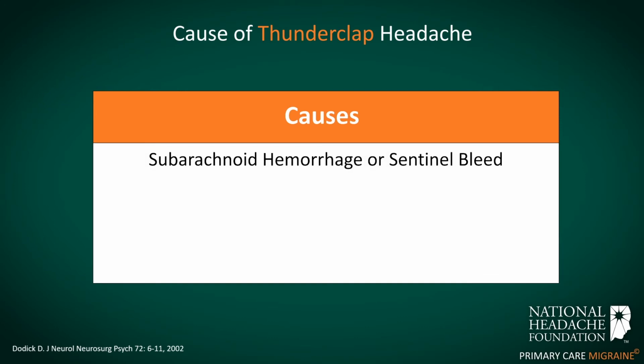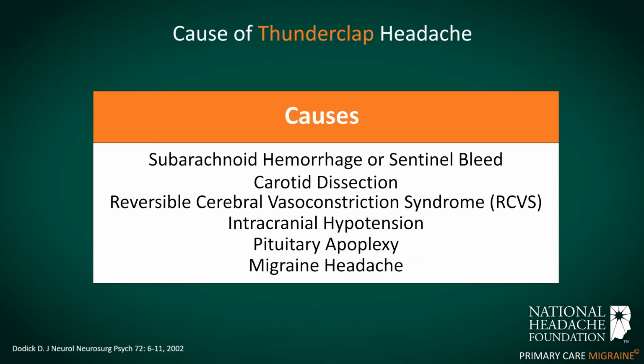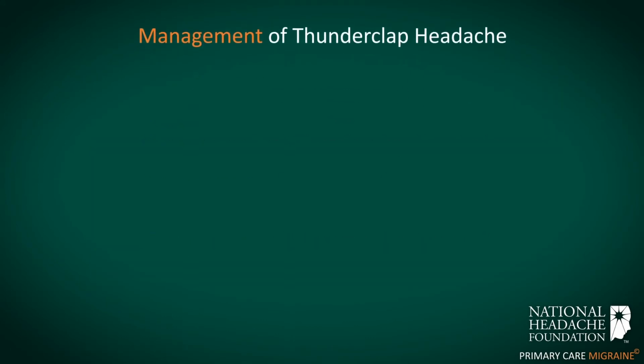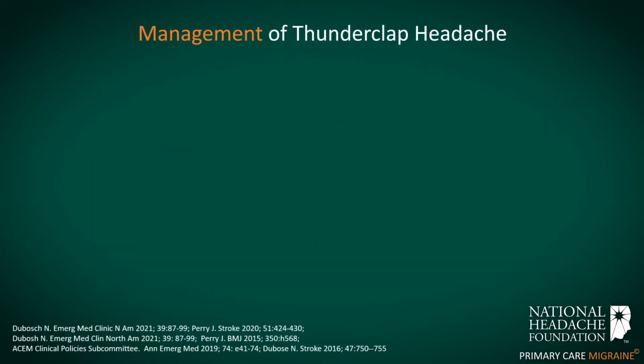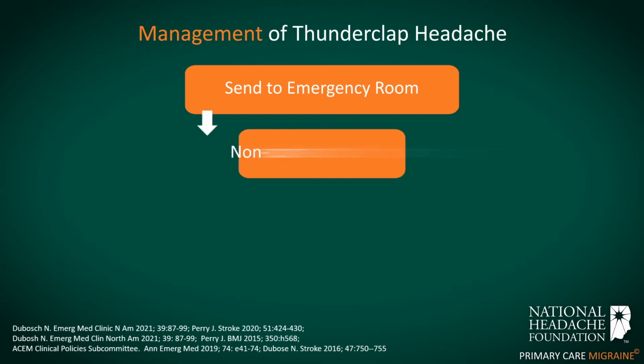However, there are other diagnoses that can cause thunderclap headache, including carotid dissection, reversible cerebral vasoconstriction syndrome, intracranial hypotension, pituitary apoplexy, and migraine. This represents the suggested management for a thunderclap headache. If the headache has occurred recently, we would recommend sending the patient to the emergency room to rule out subarachnoid hemorrhage. Once in the ER, a non-contrast CT scan of the head would be performed as the initial imaging procedure.